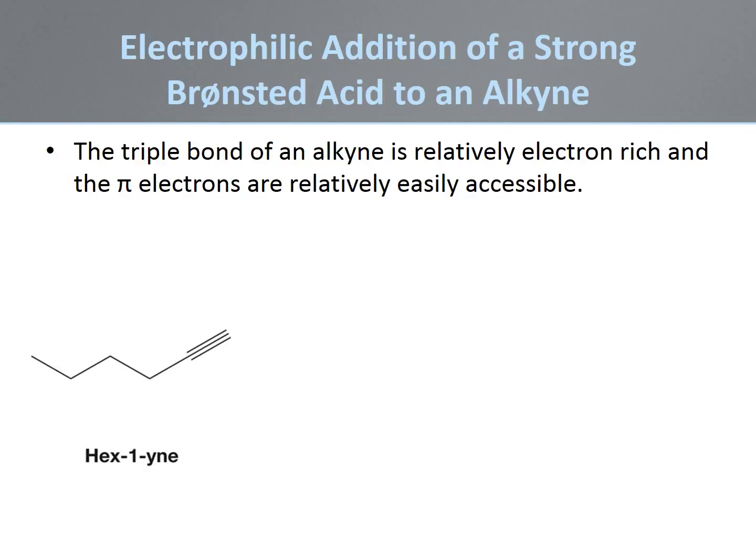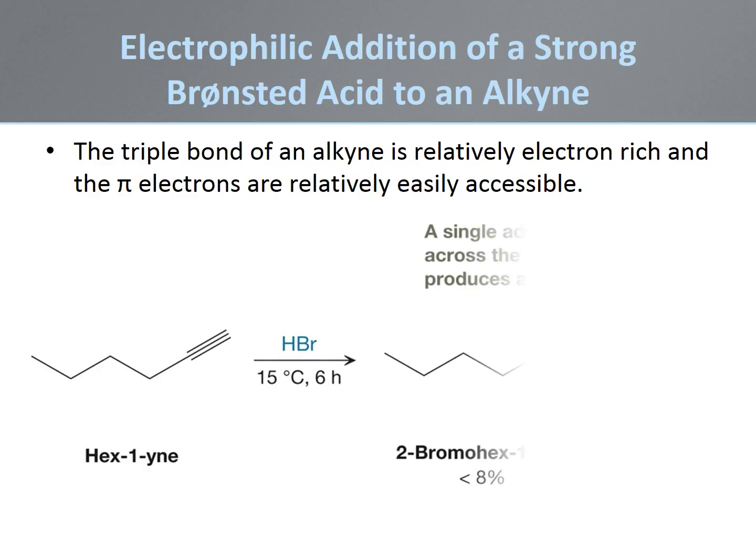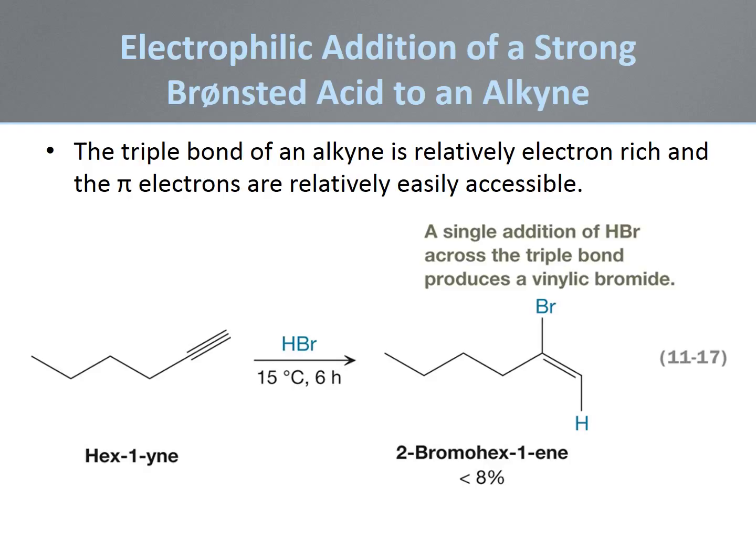Alkynes can also undergo addition reactions. The reaction of an alkyne with one equivalent of hydrogen bromide generates a vinylic bromide. Note that the yield of this reaction is quite low.